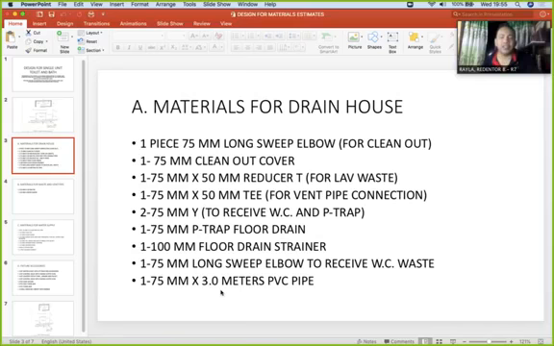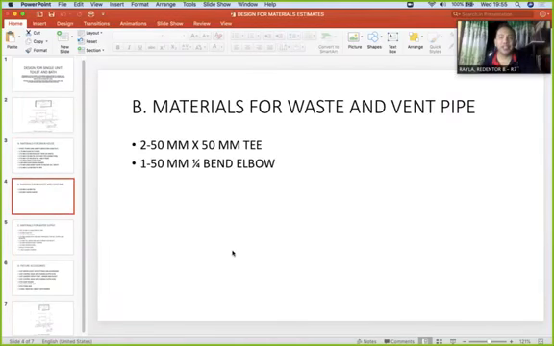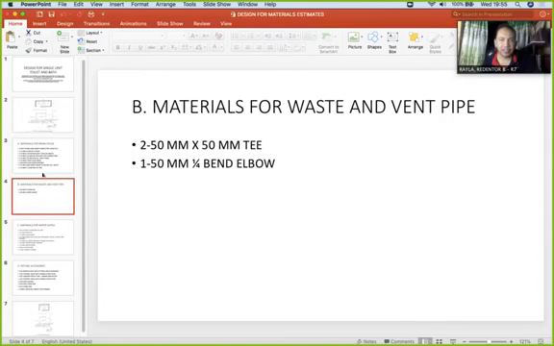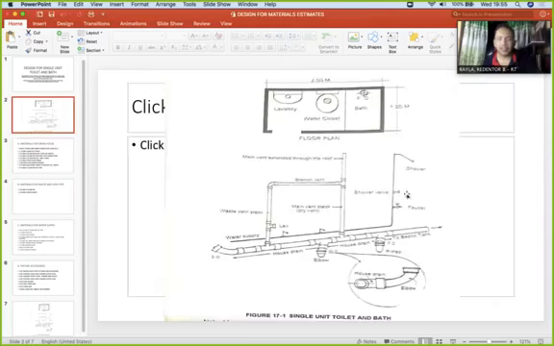You have 75 mm, 3 meters or 10 feet PVC pipe. So you have other materials for waste and vent pipe. So where is that? 50 mm waste T. Here it is, bent. This one, 50 by 50. What's that? T. This one. This is your 50 by 50 T.